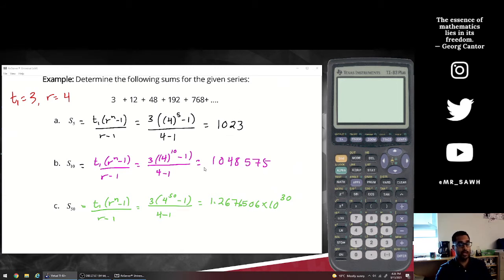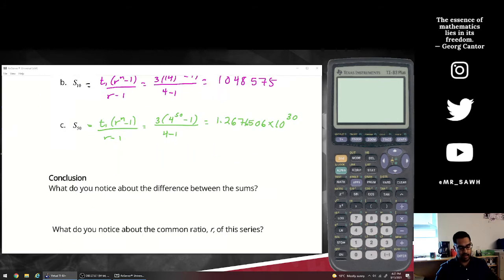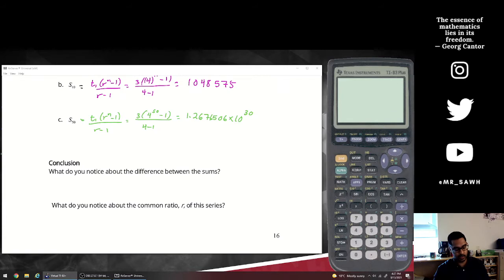So no matter what happens in this case, the more terms you have, the bigger and bigger your sum is going to get. It's not going to approach one specific number because it keeps on growing. It's exponential growth here. It does not approach one specific value. So if you notice something about those sums, they get larger and larger.